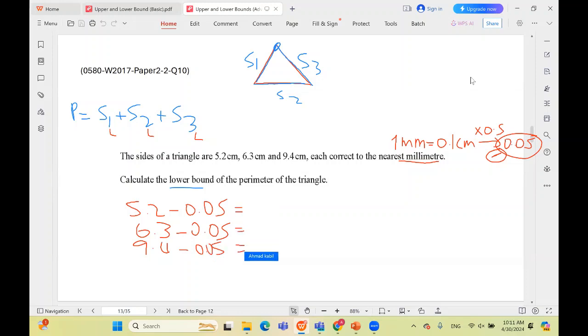We get 5.15, 6.25, and 9.35. Now that we have our numbers, we can just plug them into the equation. So 5.15 plus 6.25 plus 9.35. We have 20.75 as a final answer.